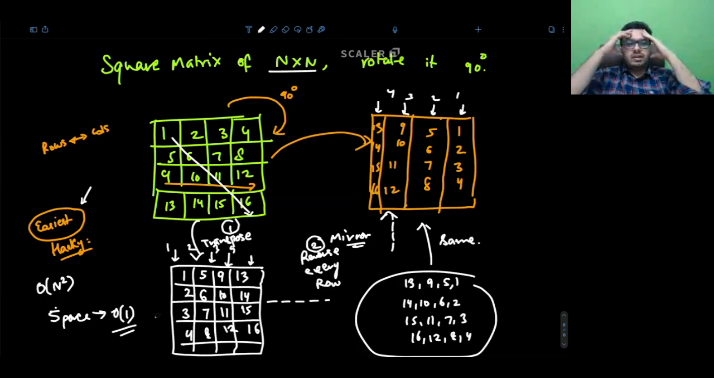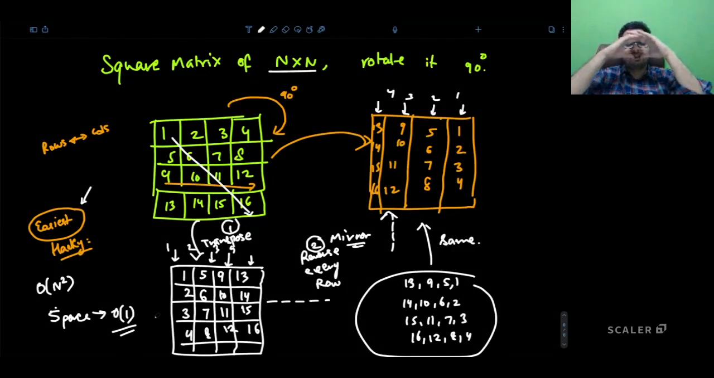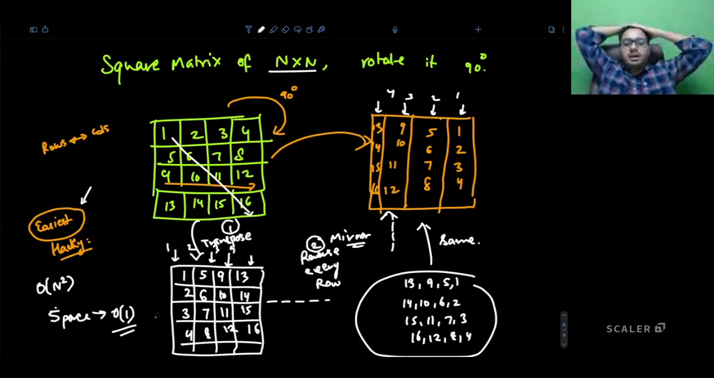For anti-clockwise, should we take across the other diagonal? Probably yes. You can try it out. Okay. So it would be very similar. You can try it out on your own.